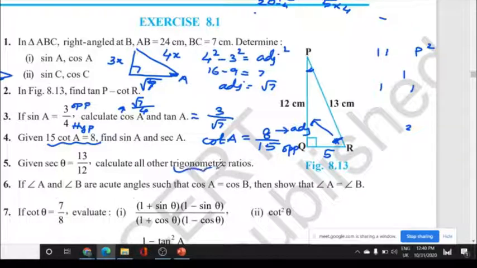How many trigonometric ratios should you be finding? There are 6 in total. One is already given here, sec theta. So you have to find all the other 5. Can you do it on your own?